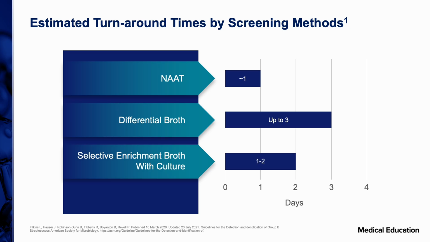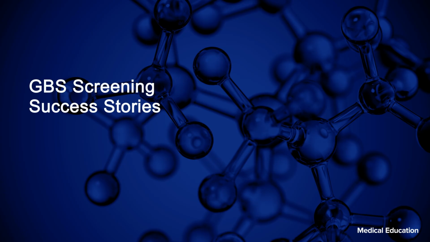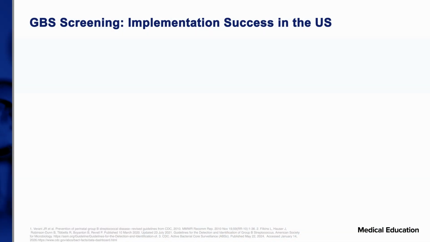And so we've been talking about group B strep screening this whole webinar, right? I think it's really important to go back and look at why group B strep screening has been such a success. And this all starts back in the 70s. Back in the 70s, group B strep emerged as a clear pathogen and a leading cause of infant infection, leading to early onset and late onset disease.